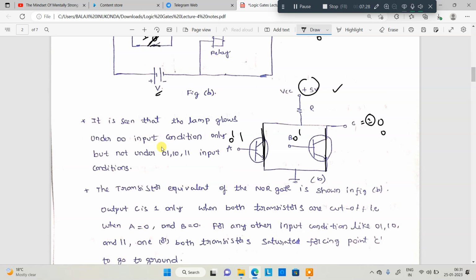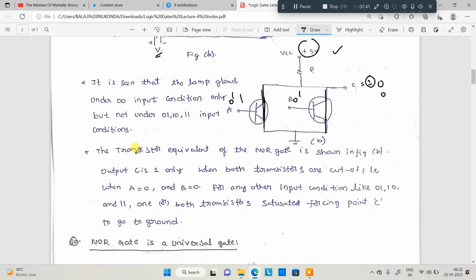So finally, when both the inputs are 1, you will get 0. If any input is 0 or both the inputs are 0, we will get 1. If any input is 1 or both the inputs are 1, you will get 0. That is about the NOR gate.